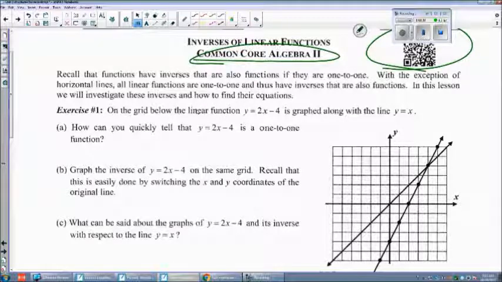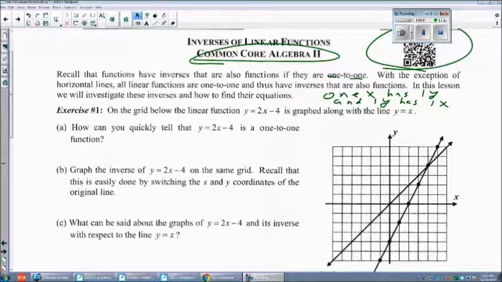If they're one-to-one, that means one x value has one y value and one y value has one x value. With the exception of a horizontal line, like when you look at the horizon, left to right, all linear functions are one-to-one, and thus have inverses that are also functions. What about the vertical lines? No, those aren't one-to-one. But they do have an inverse function. In this lesson, we'll investigate these inverses and how to find their equations.